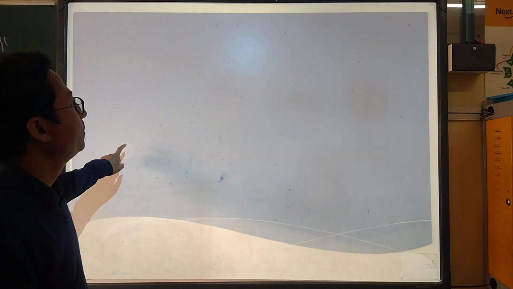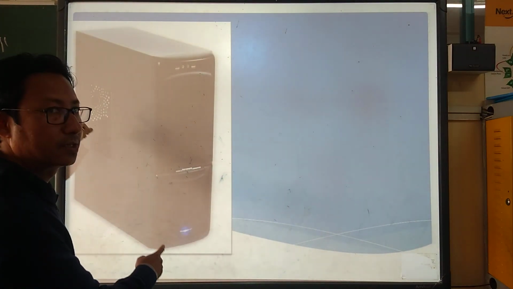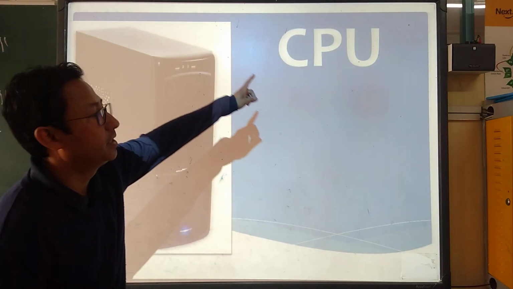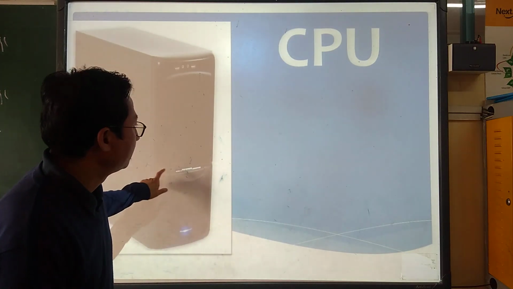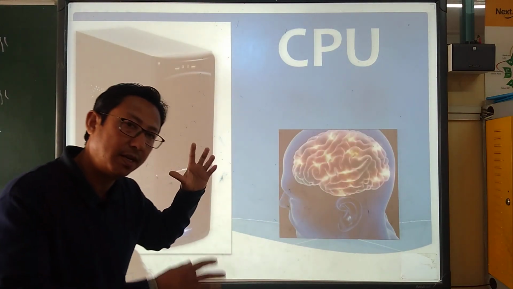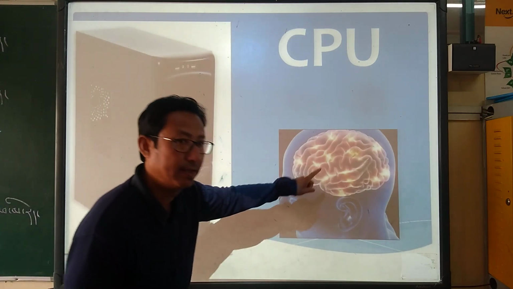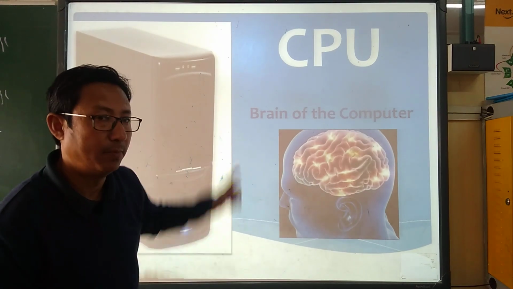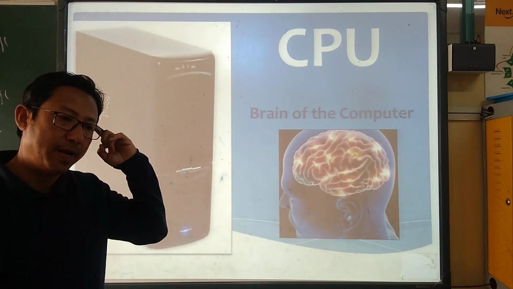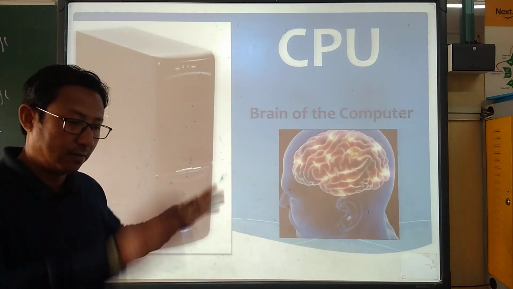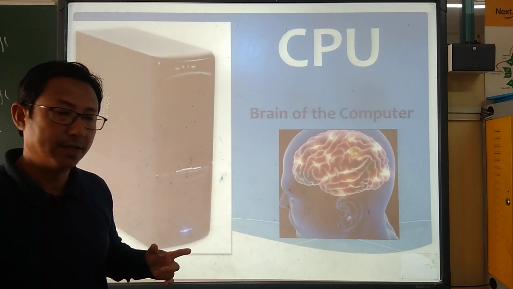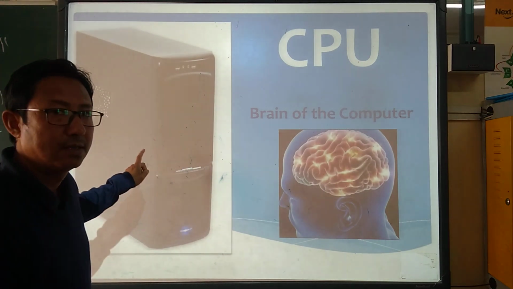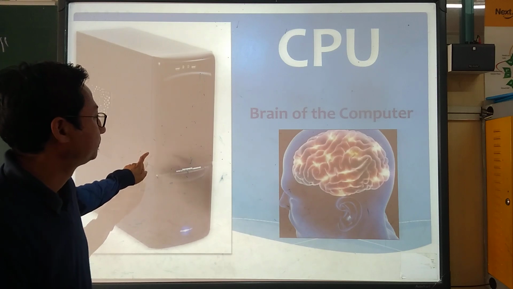The first thing we'll deal with is the main box, this box. This particular box is called a CPU. If you look at this image, you can see a human head. This is the brain. So this CPU is called the brain of the computer. Our brain tells us to do each and everything. The movement of the hand is done by the brain. So whatever things we do, the CPU does it for us.